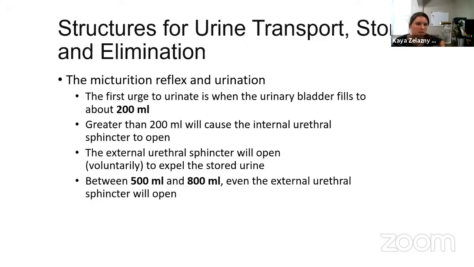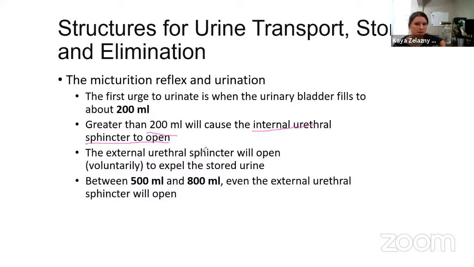And when the urine contents of the bladder get larger than that, when we have more than 200 milliliters, that's when the internal urethral sphincter is going to open. So our internal urethral sphincter is opening at 200 milliliters, which means that now what we really have holding that urine in is our external urethral sphincter. So that's when you're voluntarily, on purpose, basically holding it, right? You're holding that external urethral sphincter closed.